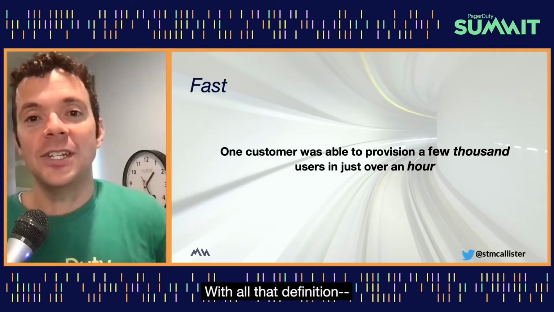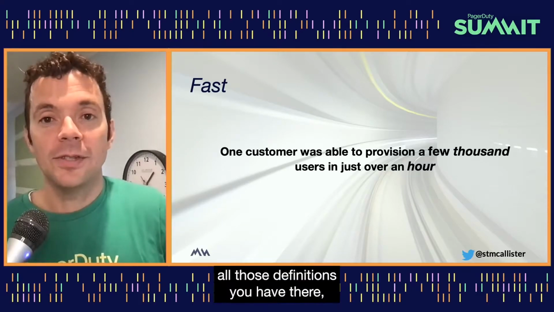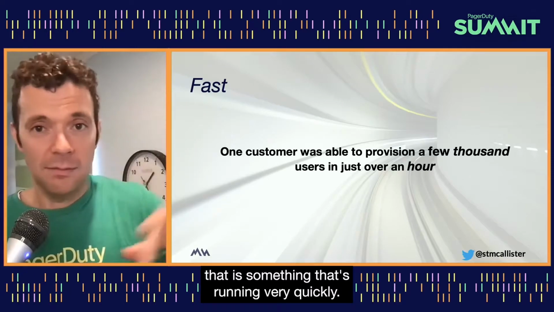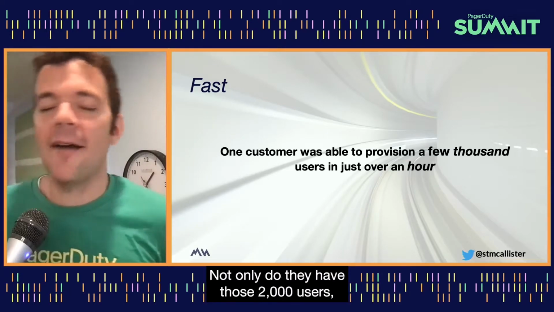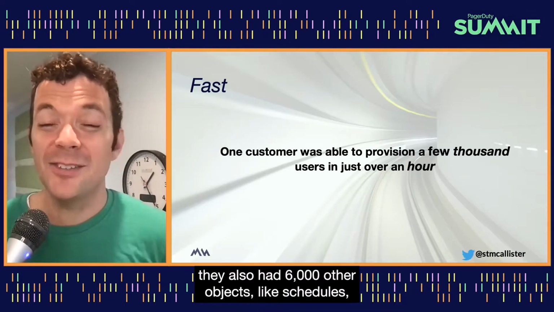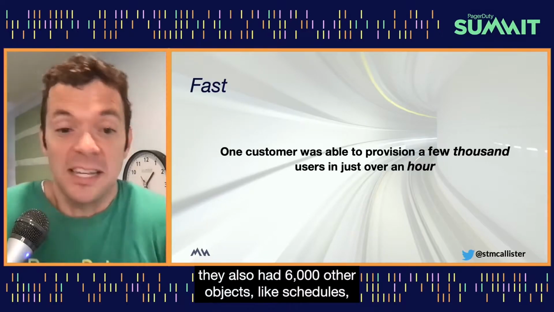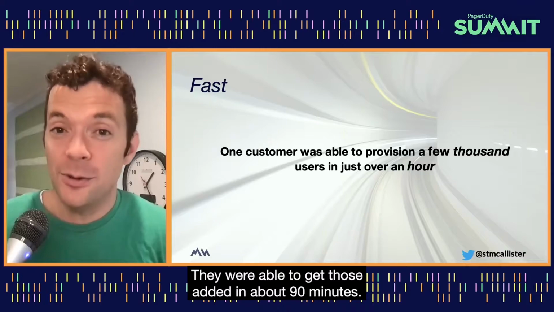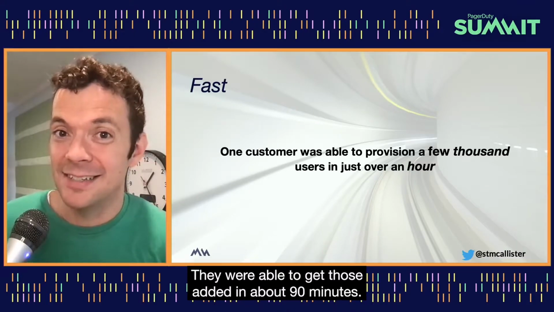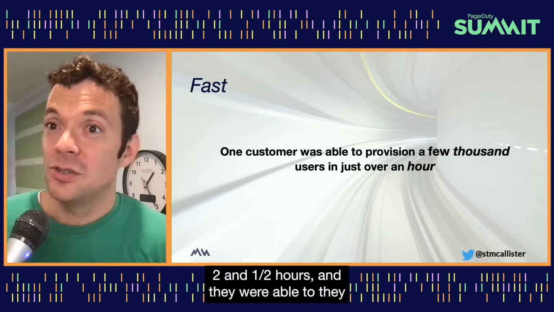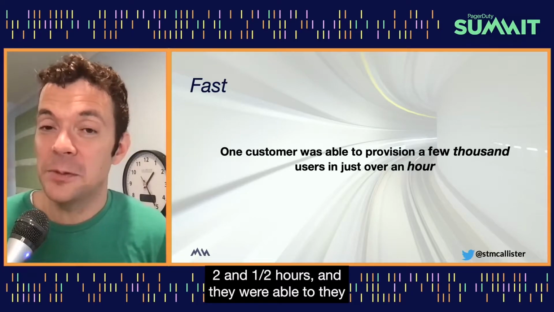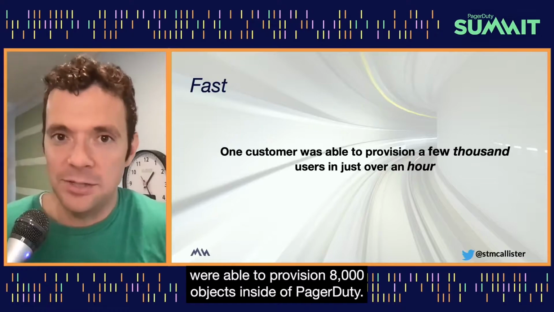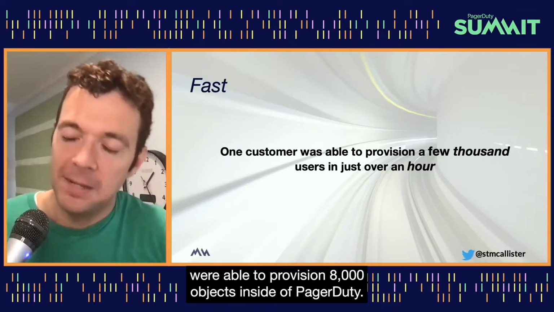With all those definitions you have there, that is all running very quickly. Not only did they have those 2,000 users, they also had 6,000 other objects like schedules, escalation policies, services. They were able to get those added in about 90 minutes. So what? 2.5 hours, and they were able to provision 8,000 objects inside of PagerDuty. Not a bad use of time.